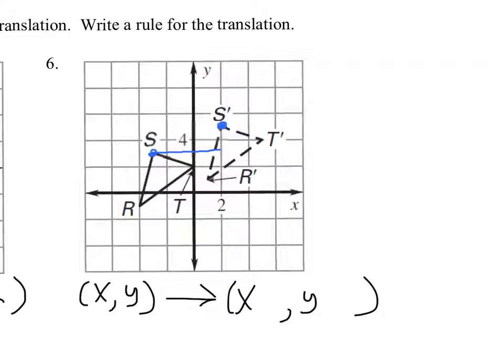Well, each grid line is 2. So from here to here, that's 1. And then from here to here, that's 2. So that's 3 total to there. And then 2 more, that's 5. So this is going to be x plus 5.